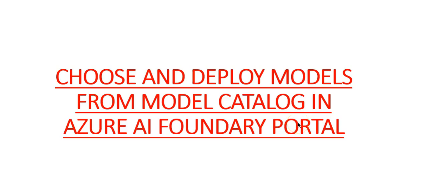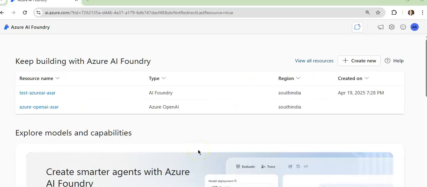Hi, my name is Ashish, and in this video we will see how to choose and deploy models from the model catalog in Azure AI Foundry portal. I'll just quickly log on to the Azure AI Foundry portal and take it from there. Okay, I'm logged on to the Azure AI Foundry portal.